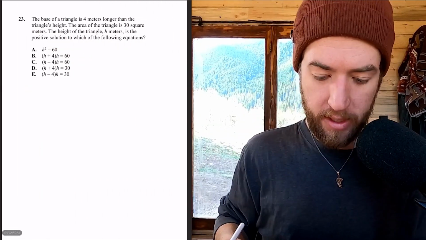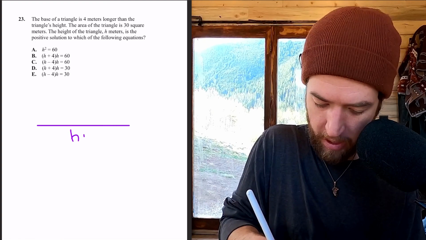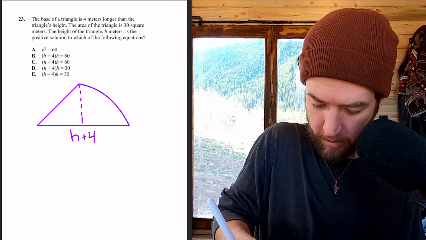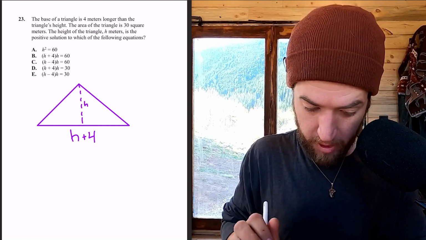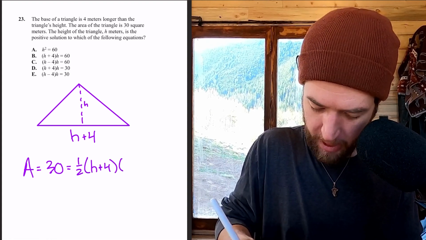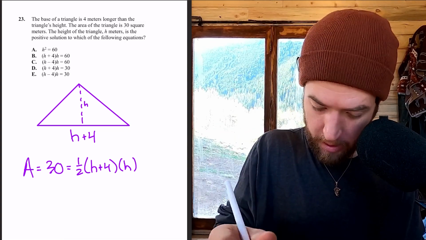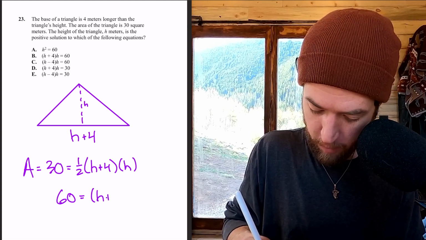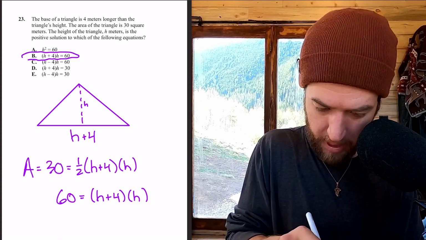Beautiful. The base of a triangle is 4 meters longer than the triangle's height. So height plus 4, and here's our height, and here's our triangle. The area of the triangle is 30 square meters. So A equals 30, which equals 1/2 base, which is H plus 4, times height, which is H. What is the height? That's what they're looking for. It's just the equation, so let's not get carried away. Divide by 1/2 on both sides, a.k.a. multiply by 2. 60 equals H plus 4 times H.